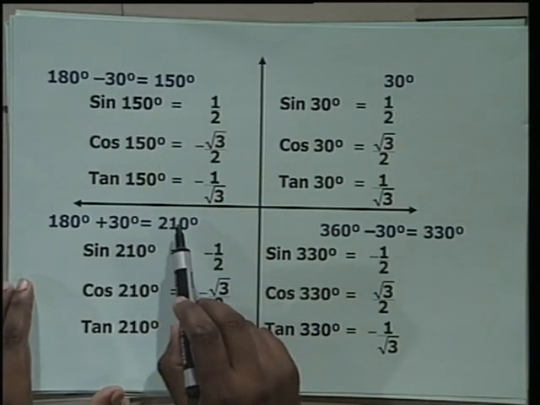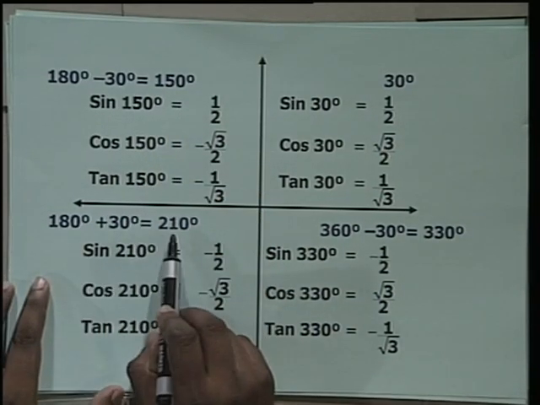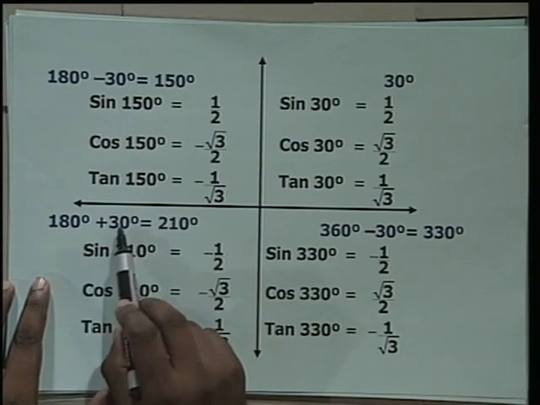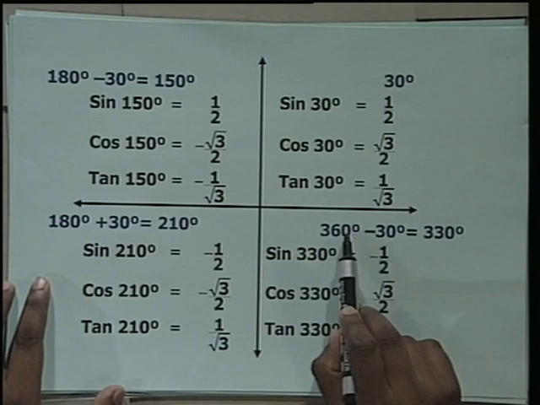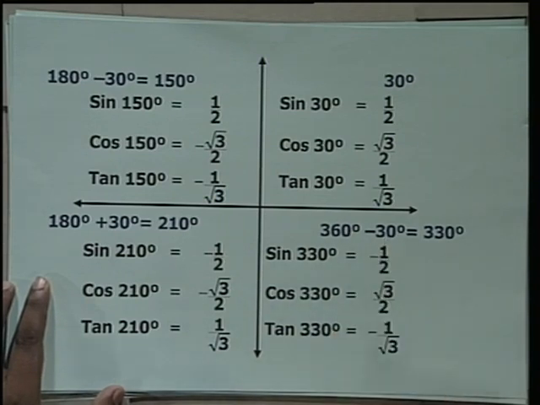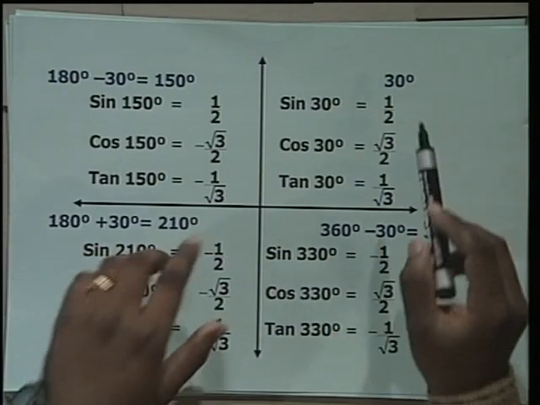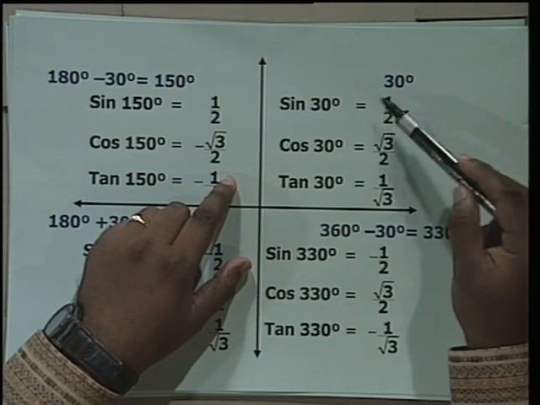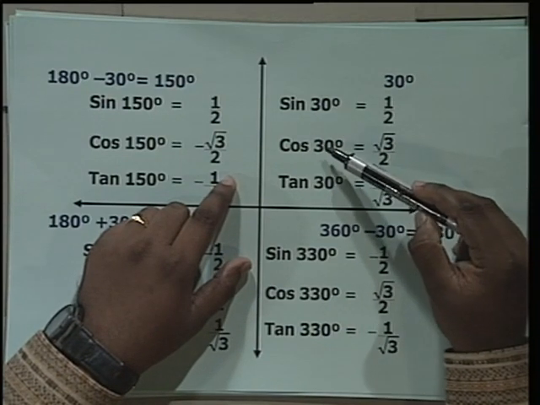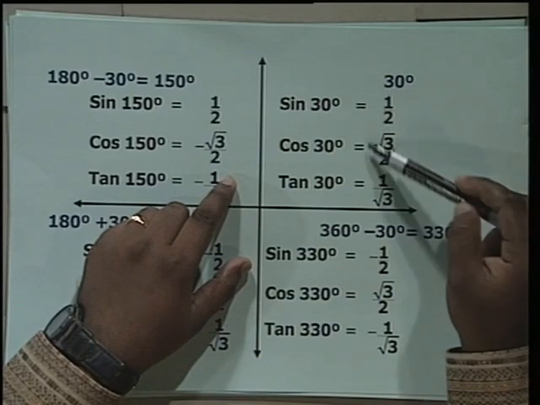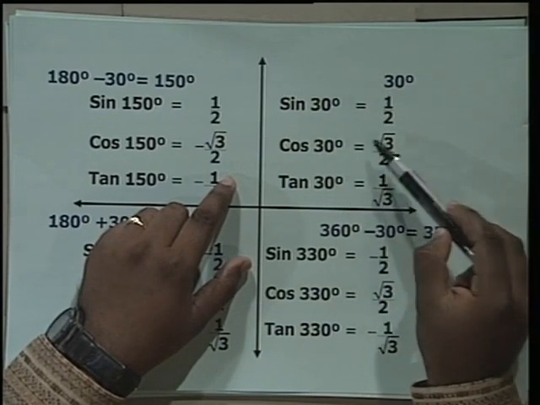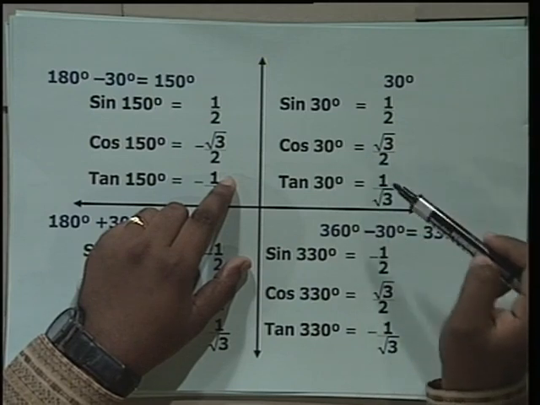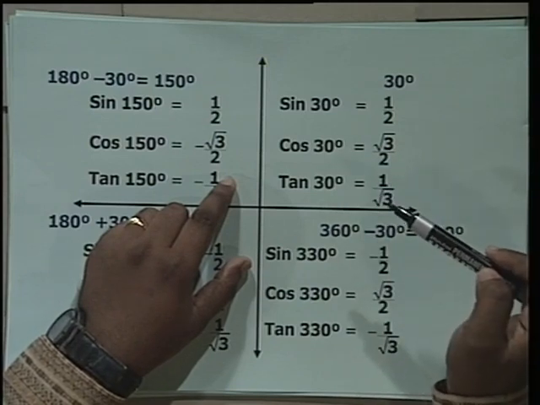In the third quadrant, it is 210. That is 180 plus 30. In the fourth quadrant, 360 minus 30. We have obtained the value of sine 30, cos 30, tan 30 from tables. That is, sin 30 is half, cos 30 is root 3 by 2, tan 30 is 1 over root 3.